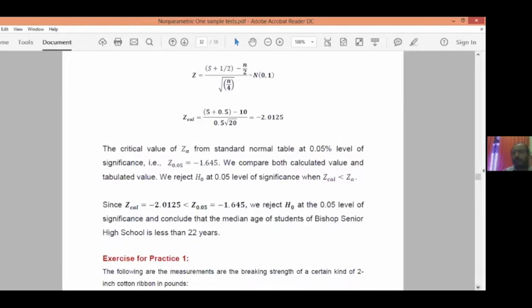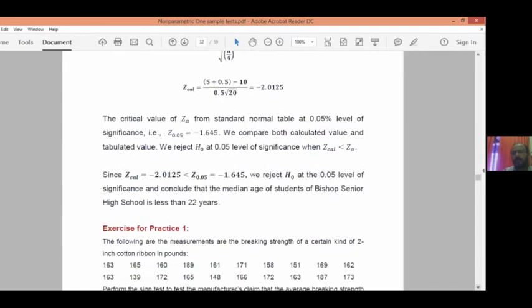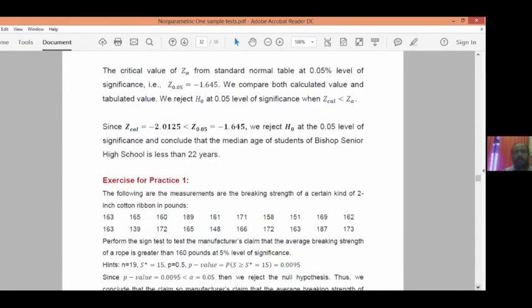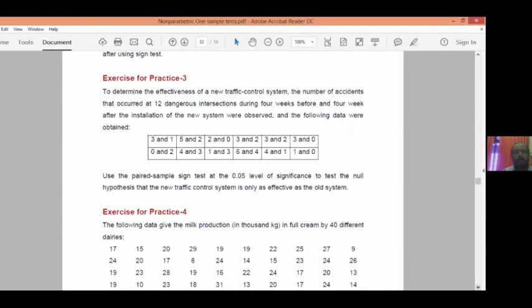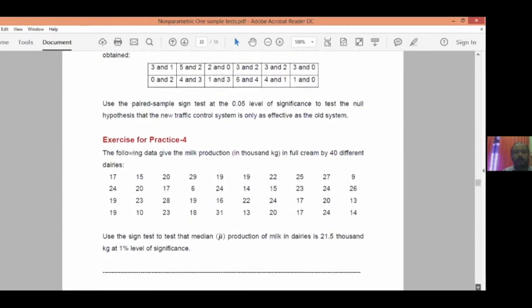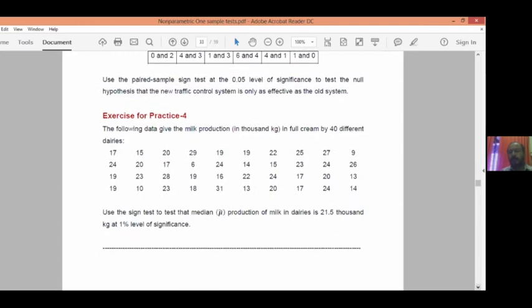Based on that, I have given some problems here for practice to the participants. These 5 problems are to be worked out from your side and reported to the organizer.